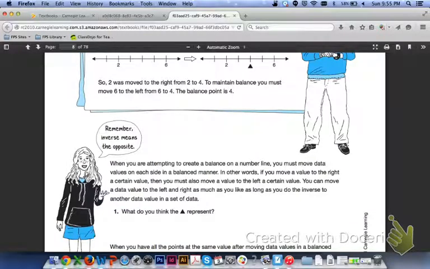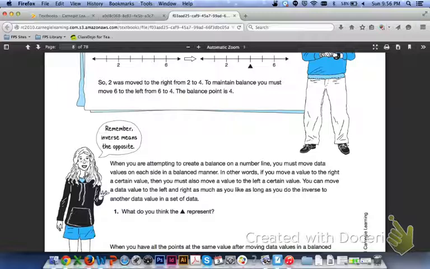When you're attempting to create a balance on a number line, you must move data values on each side in a balanced manner. In other words, if you move a value to the right of a certain value, then you must move a value to the left of a certain value. Kind of like what we've talked about with fractions. If you're trying to make an equivalent fraction, whatever you do to the numerator, you have to do the denominator.